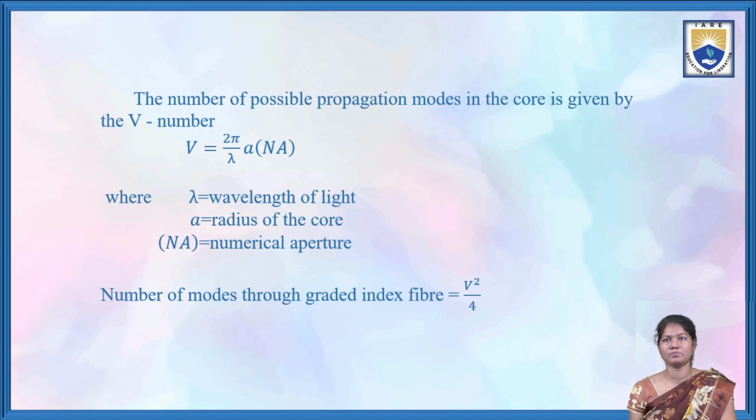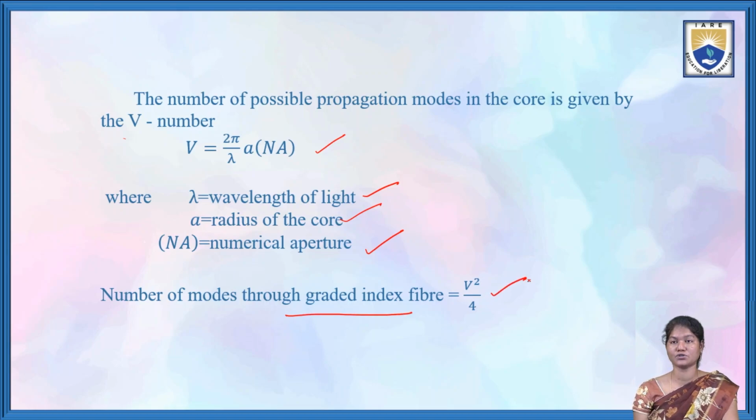The number of possible propagation modes in the core is given by the V number. V is equal to 2 pi by lambda into a into NA, where lambda is the wavelength of light, a is the radius, and NA is the numerical aperture. The number of modes in the graded index optical fiber is equal to V squared by 4.